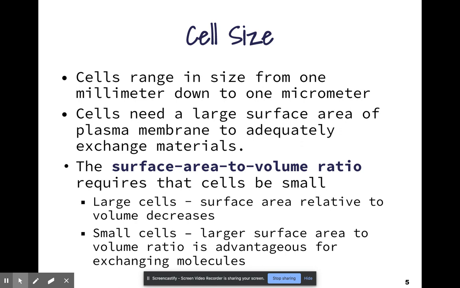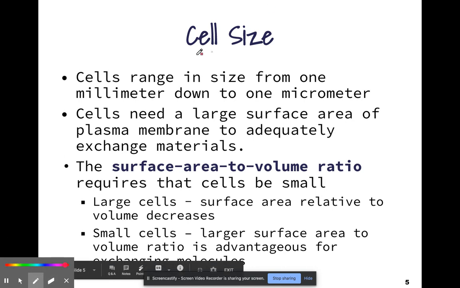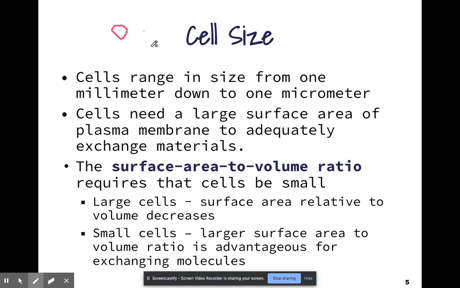As a cell gets larger, its surface area relative to volume decreases, whereas a small cell's larger surface area to volume ratio is an advantage for exchanging molecules. So let's take, for example, carbon dioxide and oxygen exchange. When we look at CO2 and O2 exchange, we know that the cell is small in size, okay? We know that molecules go into and out of the cell. So if we look at CO2, it goes in and it goes out, okay?